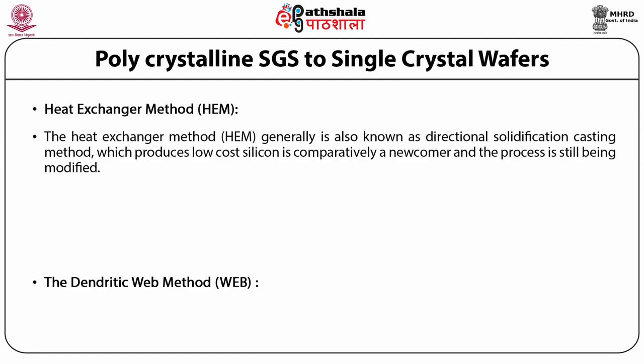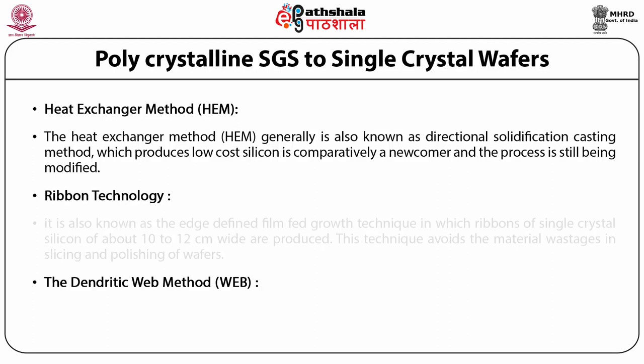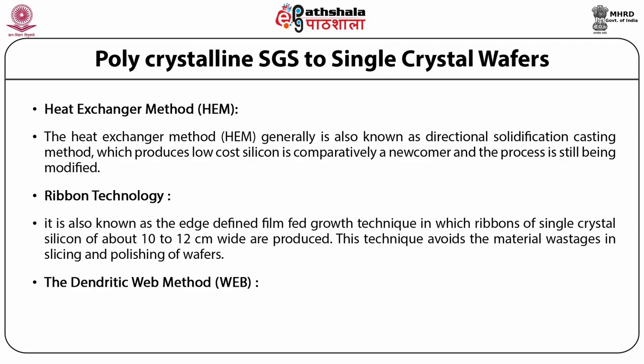The next technique is the ribbon technology. Ribbon technology of growing the single crystal silicon is also known as the edge-defined film growth technique, in which ribbons of single crystal silicon of about 10 to 12 centimeters wide are produced. This technique avoids the material wastage in slicing and polishing of wafers.